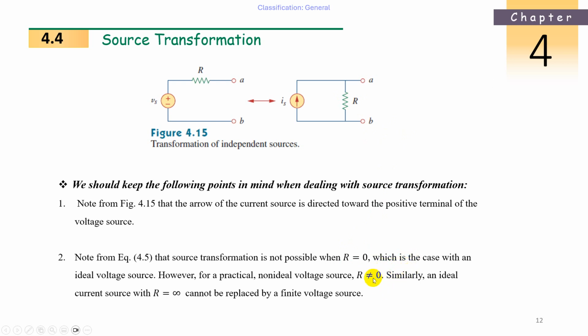When R is equal to infinity, the transformation from current source to voltage source is also not possible. What does R equal to infinity mean? A very high value, so the current will be 0. So it is not possible. So these 2 points you have to note down.